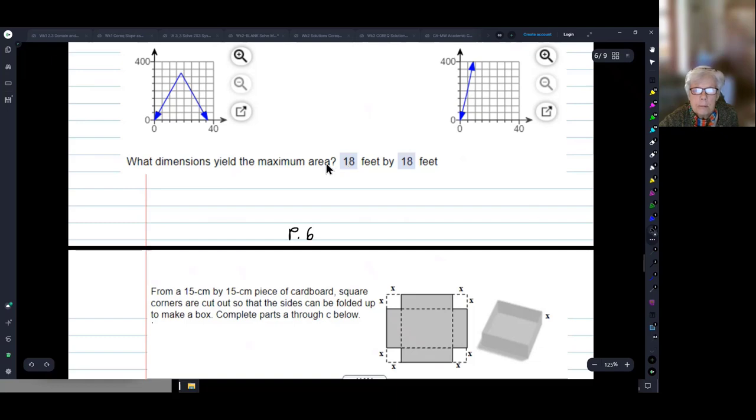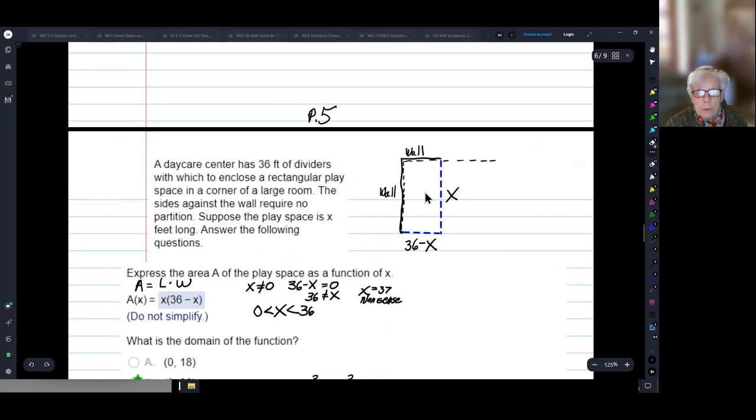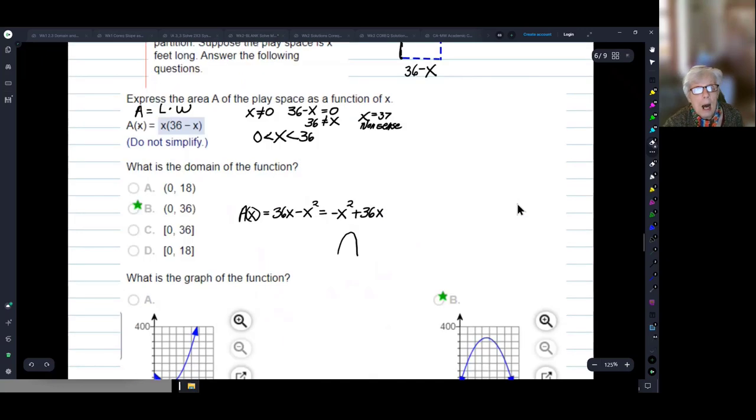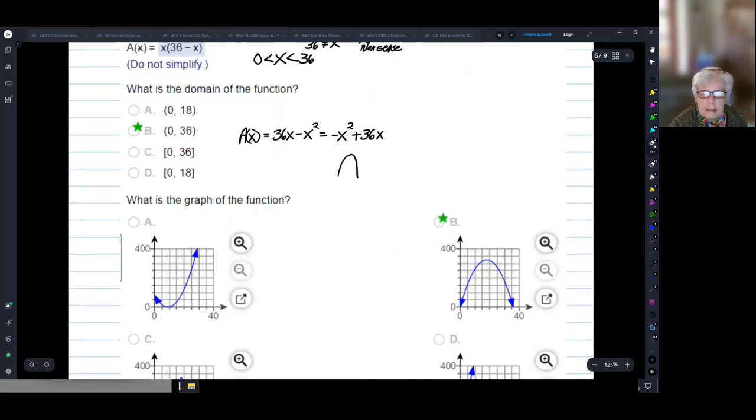Now, what dimensions yield the maximum area of this rectangle? Let me erase x equals 0, because it doesn't, and let me erase x minus 36 equals 0, because it doesn't. Now, how are we going to make that area the absolute biggest it could be? Look at what we've got. A of x equals negative x squared plus 36x. That's negative 1 times x squared plus 36 times x.